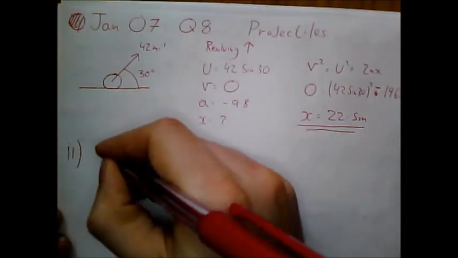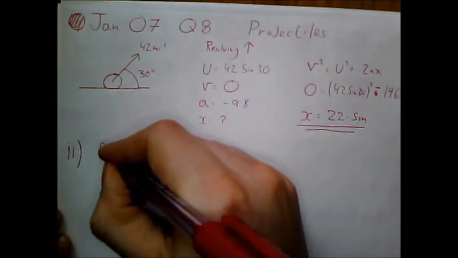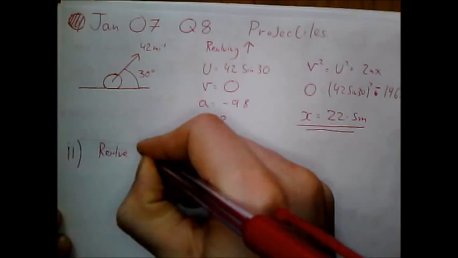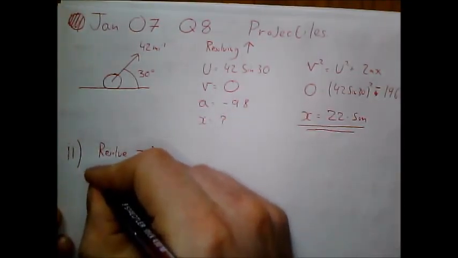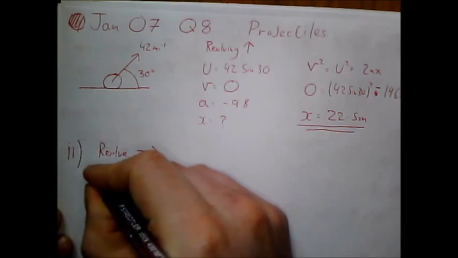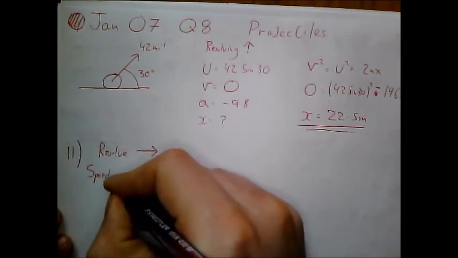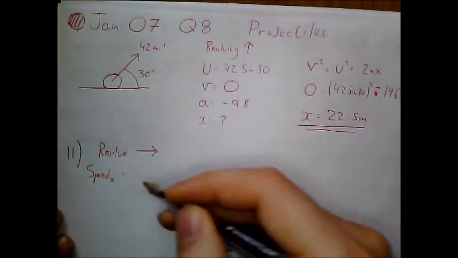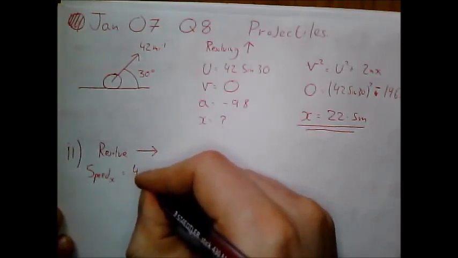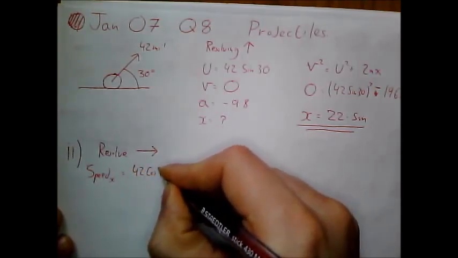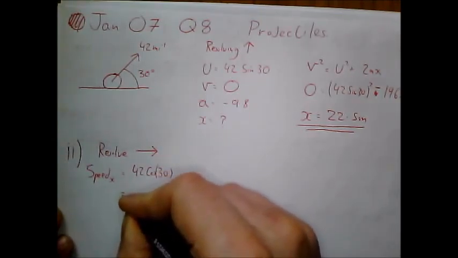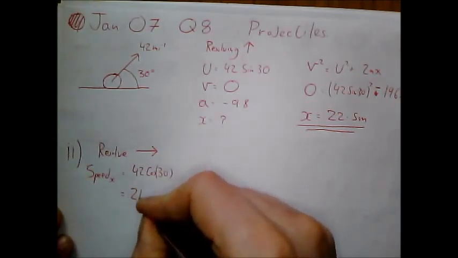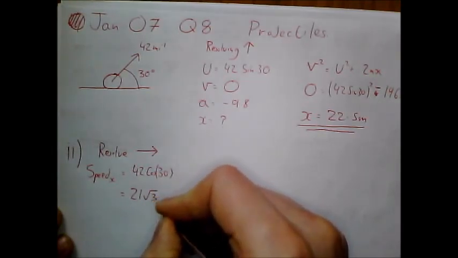Okay, if we resolve this way, we can get the speed in the x direction as 42 cosine 30, and this gives us 21 root 3.